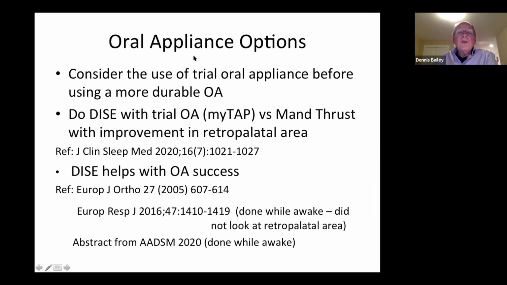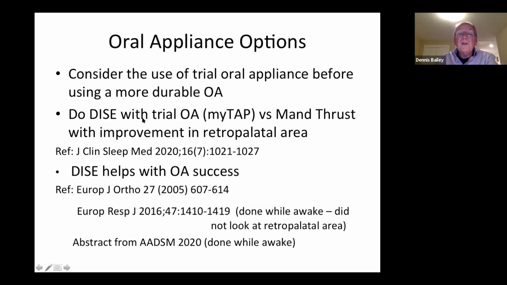So there's another thing that can be done, and this has been shown in some articles. I just want to make you aware of this, where oral appliance options consider the use of a trial oral appliance before using a more durable oral appliance. There's one study that's been done by a group in San Diego called Better Night, where they looked at this and they found that when they used this ahead of time and the results proved to be beneficial, it was a win-win all the way around.